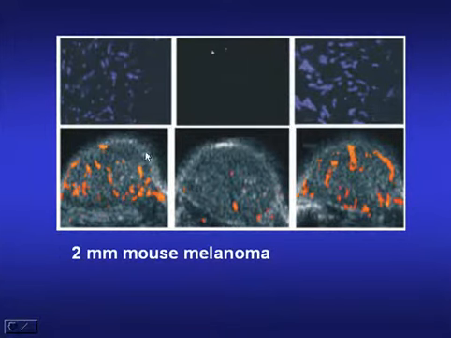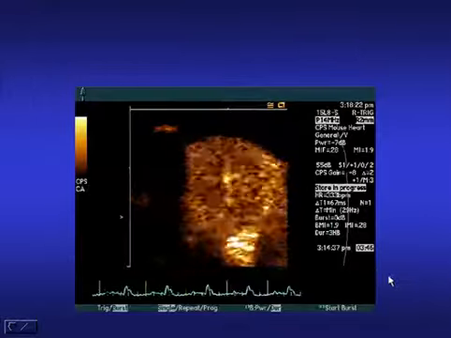And here, for instance, you can see a Doppler study of a 2 millimeter tumor in a mouse, where we can enhance the Doppler study by contrast to pick up what is really microvasculature within the tumor and study the effects of things like anti-angiogenesis agents and see their immediate effect on tumor blood flow.